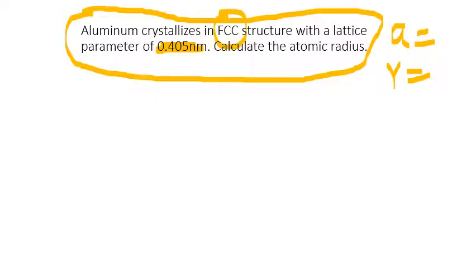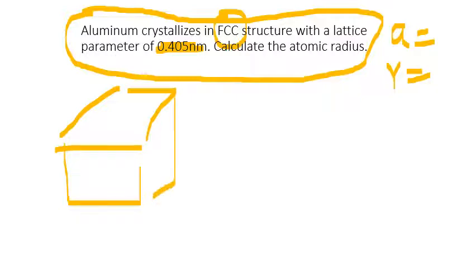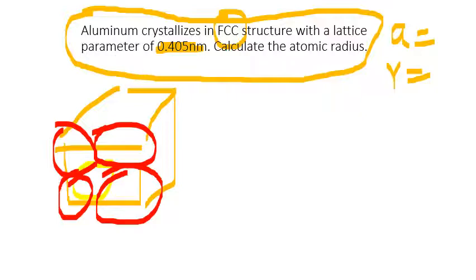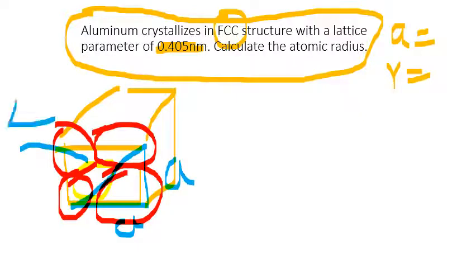For an FCC, there are 8 atoms at each corner. If I take a simple cube like this, here, and here, and here, and one more atom at the face here. Whenever you are going to express A in terms of R, we take a diagonal which is passing like this, and like this. So this is A, this is A, and this one is 4R.